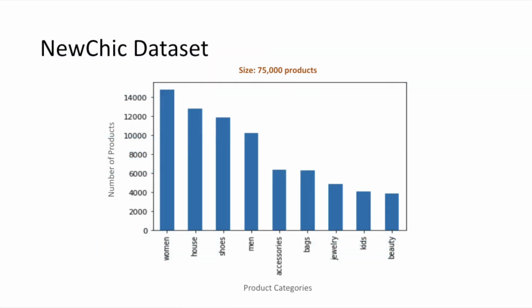In the next 3 slides, we've listed the size of each category in the 3 datasets that we used in our experiments. The first is the largest, and contains items from an online French boutique called New Chic. New Chic's dataset has a total of 9 classes, making up a total of around 75,000 products.